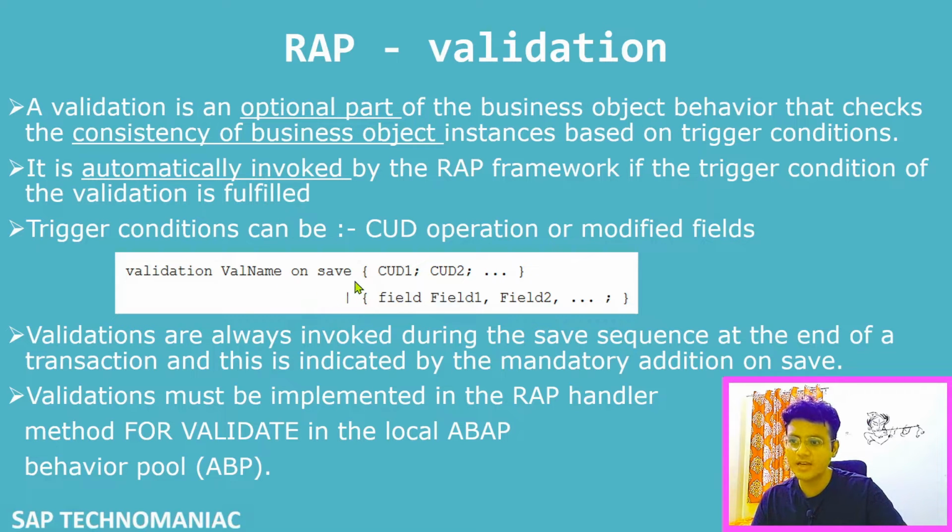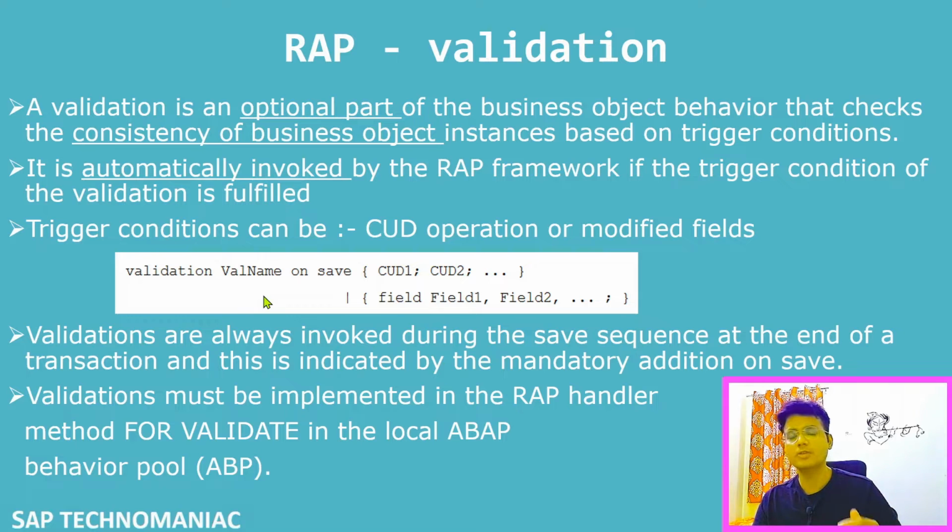That is the reason we write on save here, and we define which operation the validation should trigger for. You have to define that in the CUD here, and on which field changes you want to call this validation, that you also define here. So this is the syntax of the definition which we have to define in the behavior definition for that particular validation. And obviously we have to implement it in the RAP handler method for validate. This is the behavior pool class. We have to implement this particular validation code.